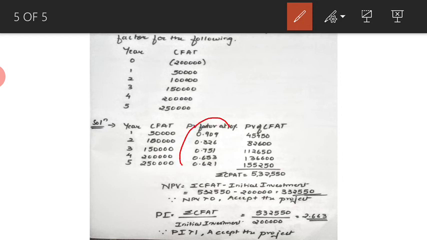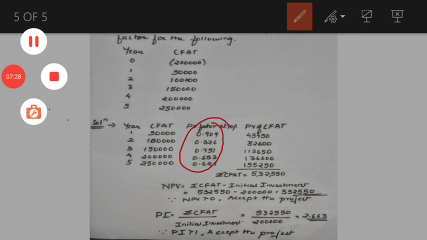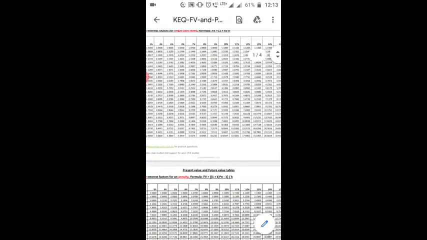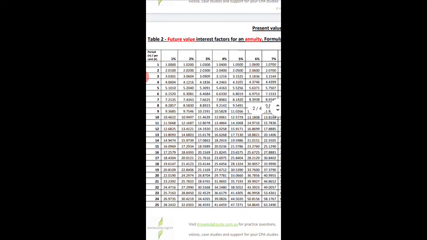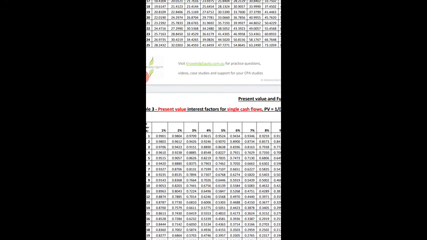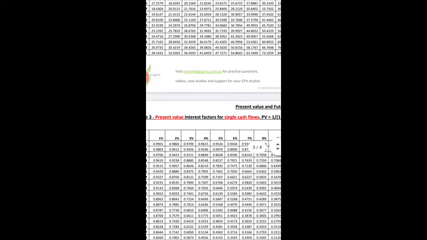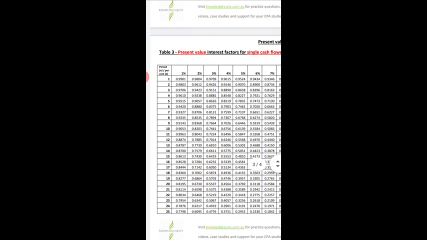So how do we get this present value lump sum factor? For that we have to refer the present value table. So let's just refer the present value table. Here it is, our factor tables. The first table is about future value of lump sum, the second table is about future value of annuity, so we are not going to use these two tables. The third table is about present value of single cash flow. I have already told you single cash flow means lump sum. So this is the table that I am going to use for this particular problem.